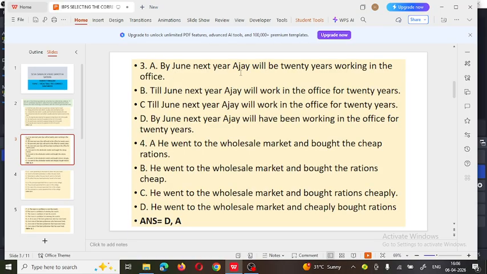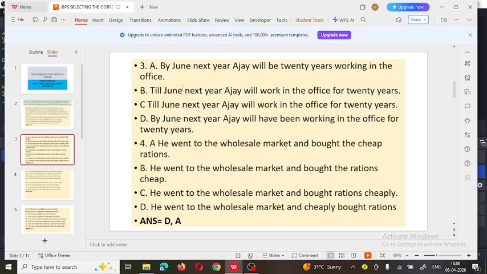By June next year, Ajay will be 20 years working in the office. So the sentence has a meaning, but the order is not correct. See the second one. Till June next year. Why is till used here?